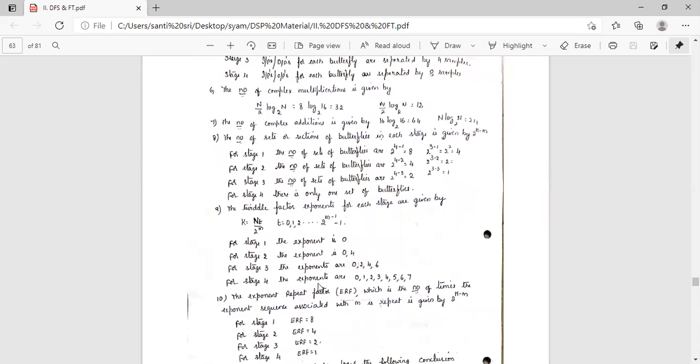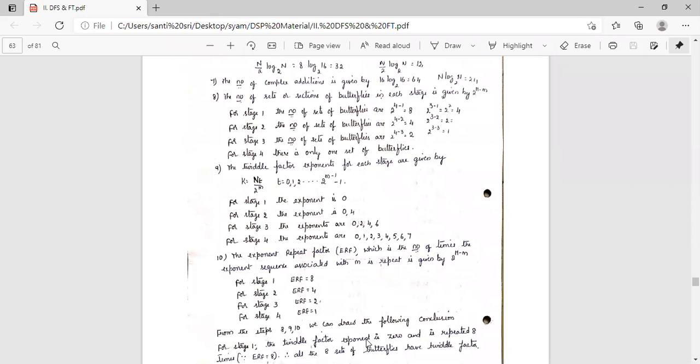Okay. Twiddle factor components for each stage are given by k equal to Nt by 2 power m, where t varies from 0 to 2 power m minus 1 minus 1. For stage 1, the exponent is 0. For stage 2, the exponents are 0, 4. For stage 3, the exponents are 0, 2, 4, 6. And for stage 4, the exponents are 0, 1, 2, 3, 4, 5, 6, 7. That depends upon this formula.